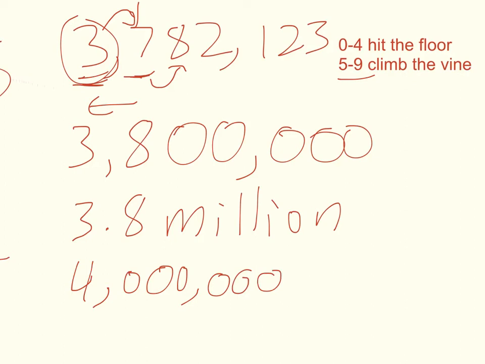But notice, depending on what you choose, you get different answers. 3,800,000 is different than 4 million. It's less. The lower the place value you choose to, the more accurate the number, but it depends on how accurate an answer you need.